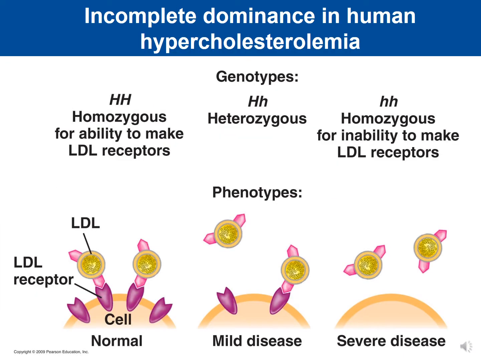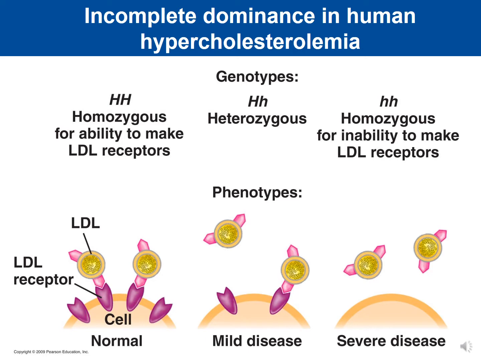So another example of incomplete dominance in humans is a condition known as familial hypercholesterolemia. And what that means is that it is genetically high cholesterol. So if high cholesterol tends to run in your family, like multiple generations have high cholesterol, that usually indicates that there's some genetic component to that, meaning that there's something that is inherited that is causing that high cholesterol. So how does this work?